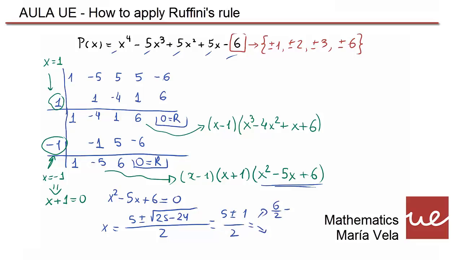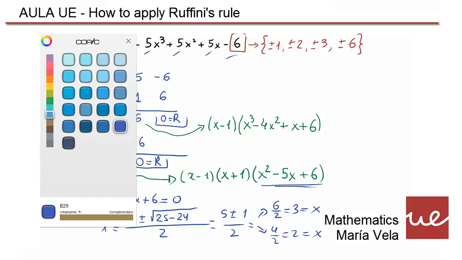And there are two solutions. 5 plus 1 divided by 2, which is 6 over 2 equals 3. This is the first solution. And 5 minus 1 over 2, which is 4 divided by 2 equals 2, the second solution.